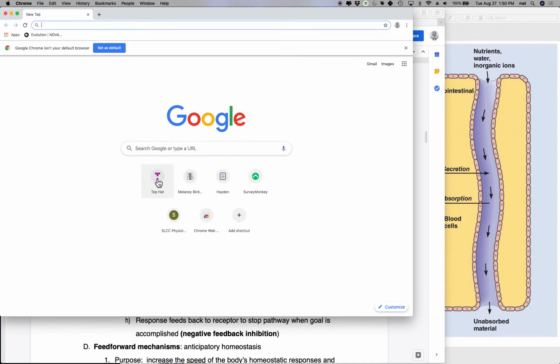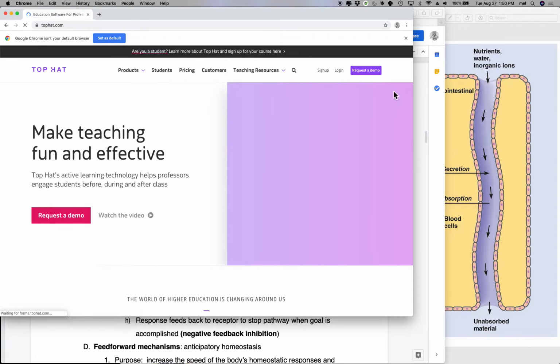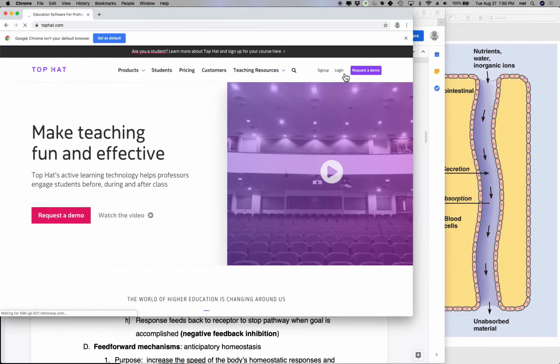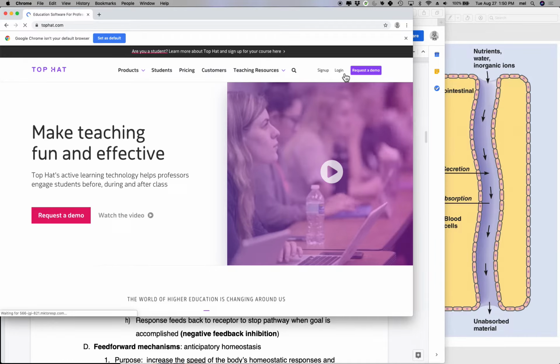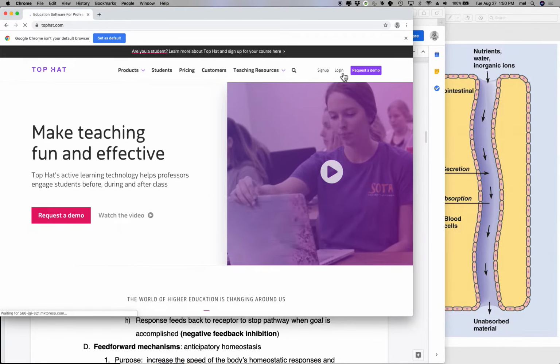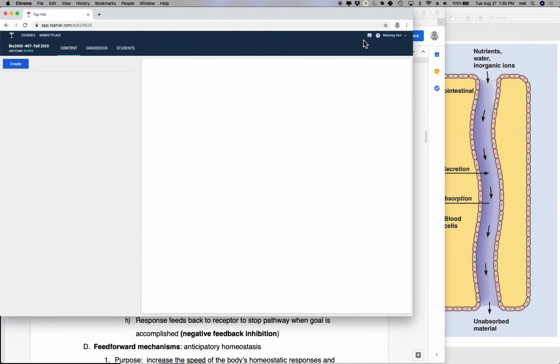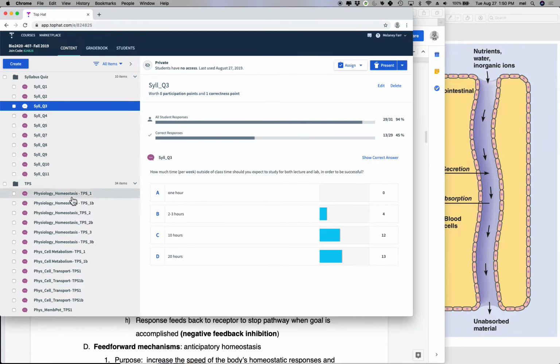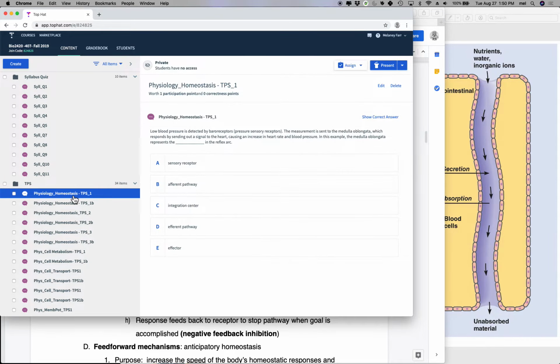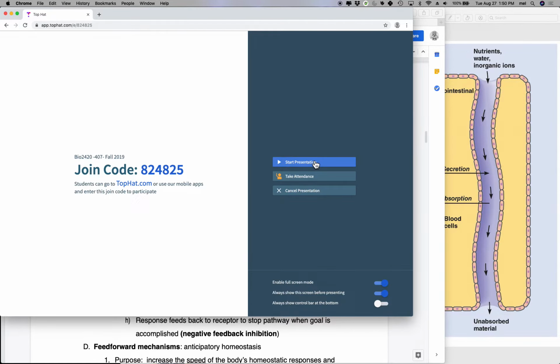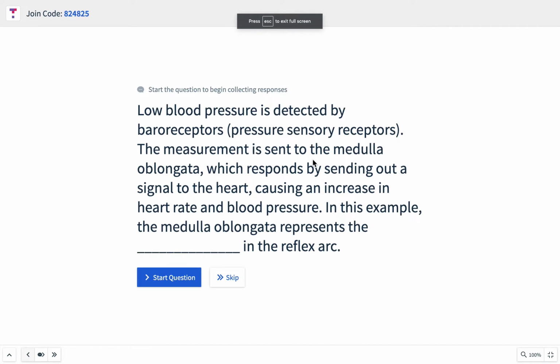Give me just a second to get Top Hat going. I had to shut it down last time because it was misbehaving. And this one's a relatively easy one. They get harder as the semester goes on. I don't need you to have the hardest question first day of class, all right? Ready? Okay. Go ahead.